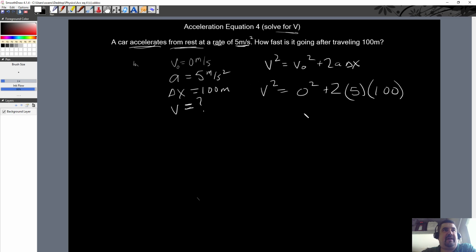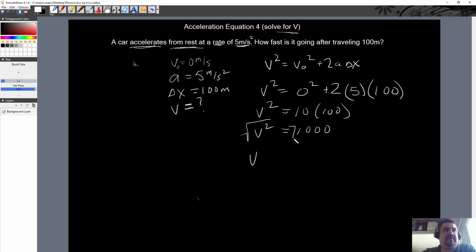And 2 times 5 is 10, and then this times 100, and that's v squared. And then 10 times 100 is 1,000, and then v squared. So the final speed, when you square it, is going to equal 1,000. But I don't want to know what happens when you square it. I just want to know what the final v is. So I'm going to have to square root that, and that'll turn that to a v.